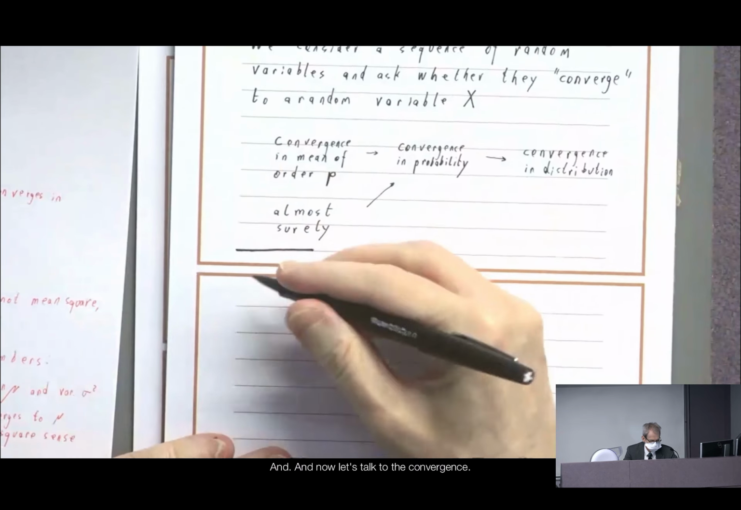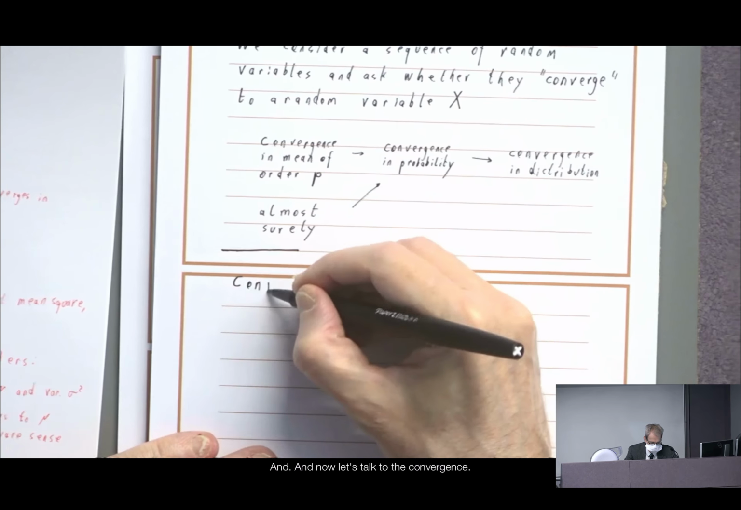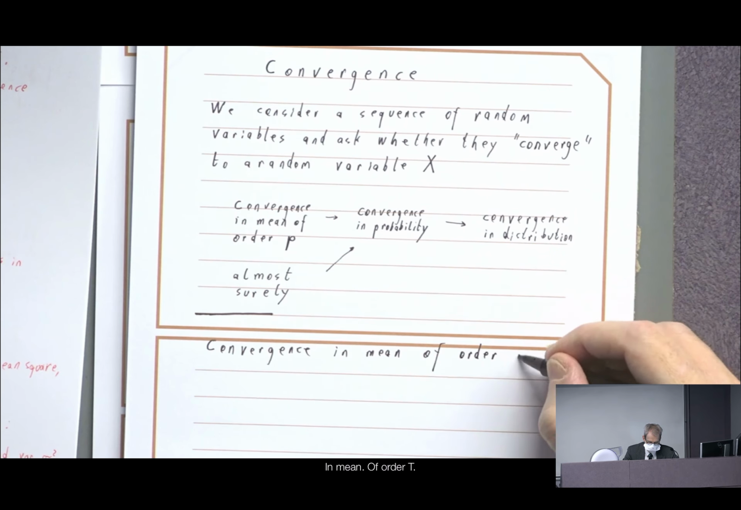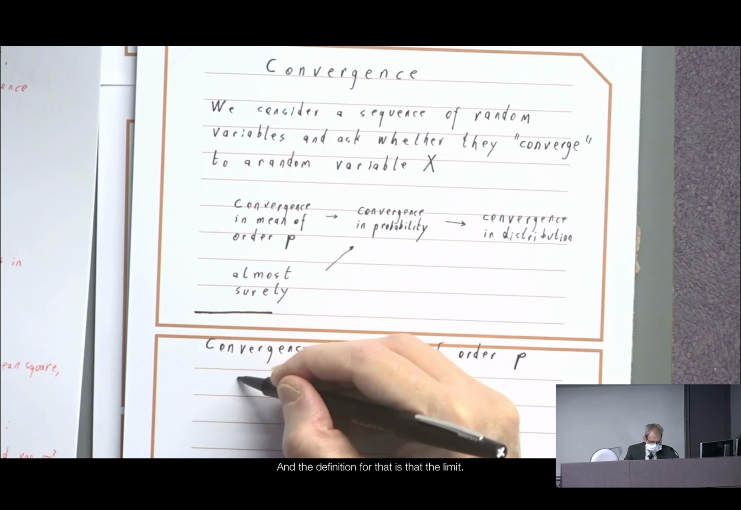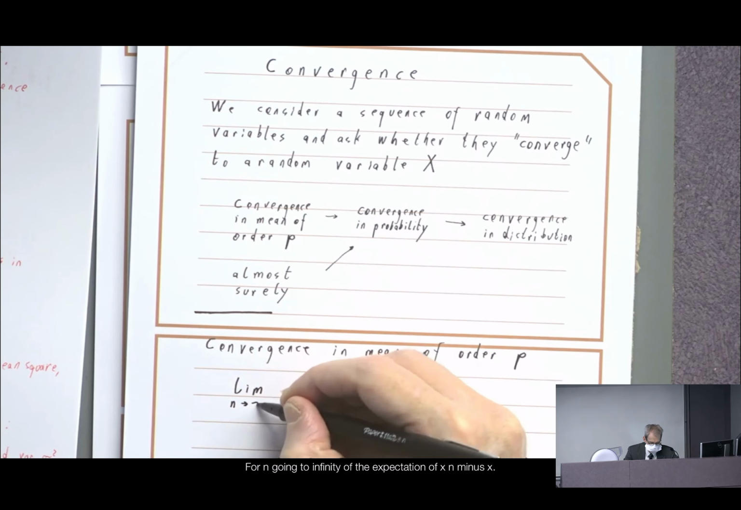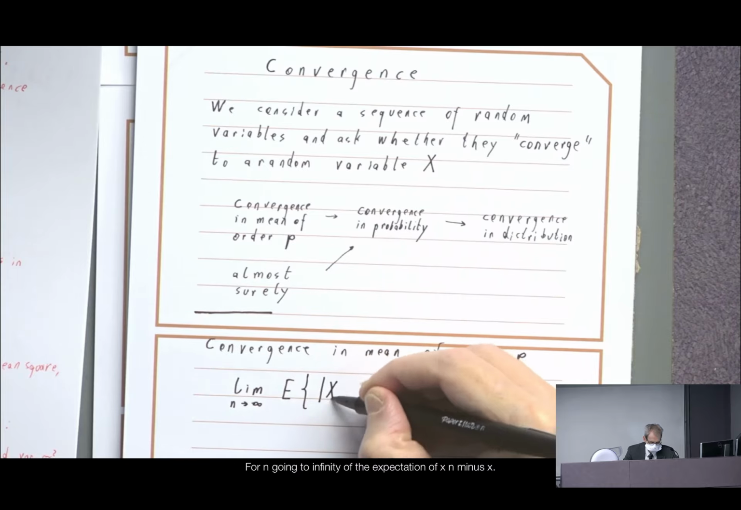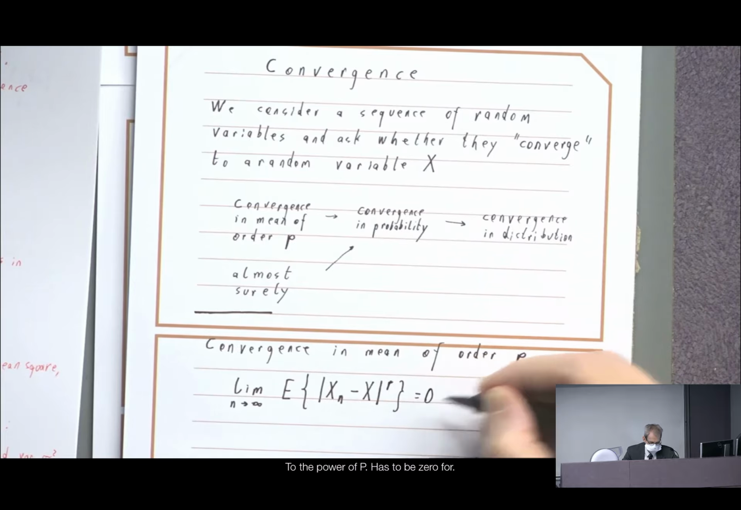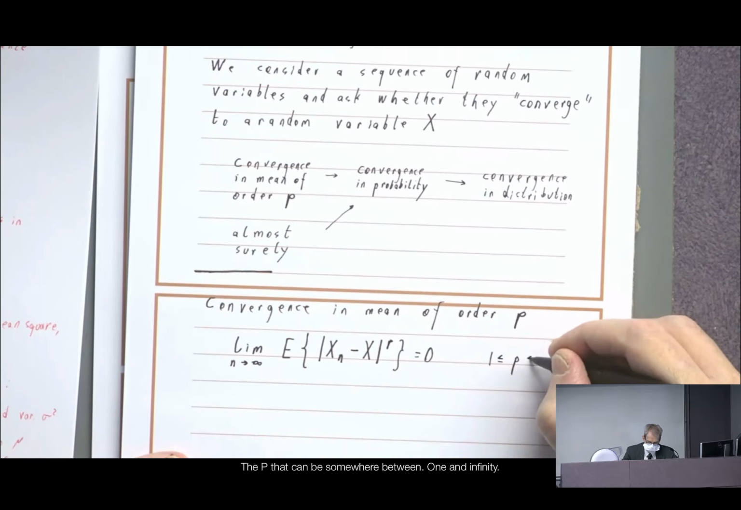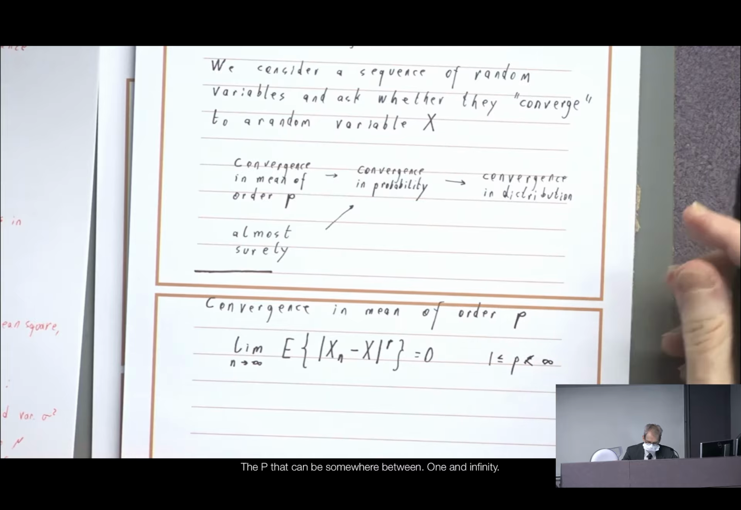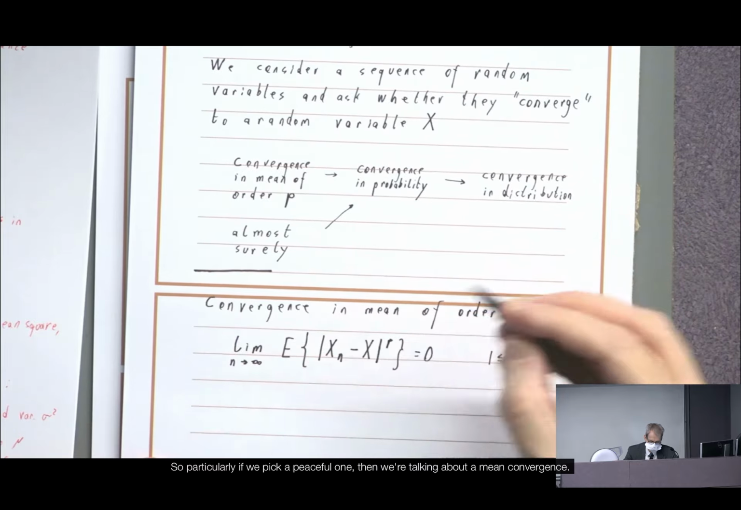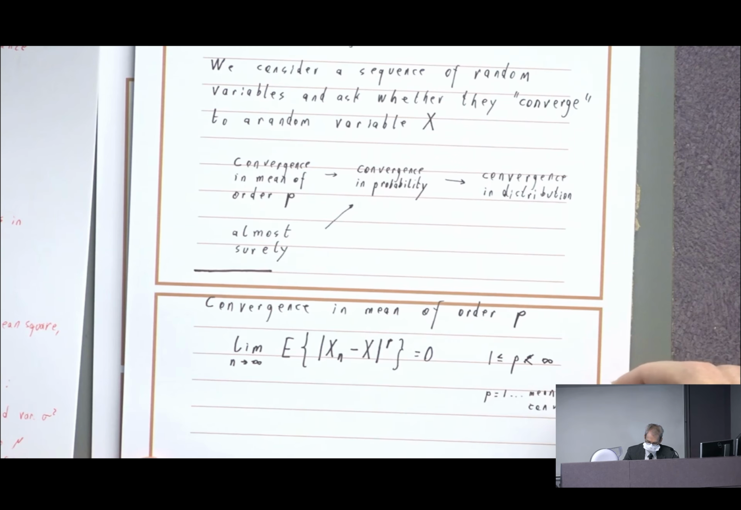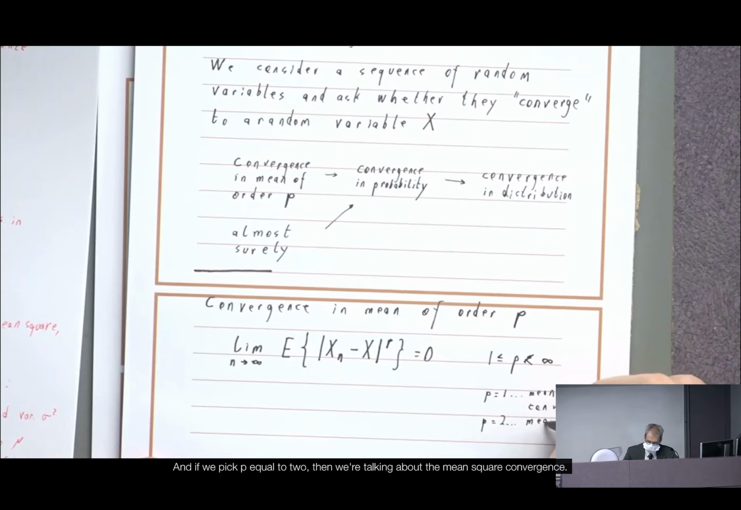Right? And now let's talk about the convergence in mean of order p. The definition for that is that the limit for n going to infinity of the expectation of |xn minus x| to the power of p has to be 0, for p somewhere between 1 and infinity. So particularly if we pick p equal to 1, then we're talking about a mean convergence. And if we pick p equal to 2, then we're talking about a mean square convergence.